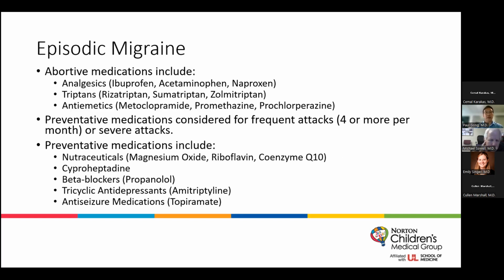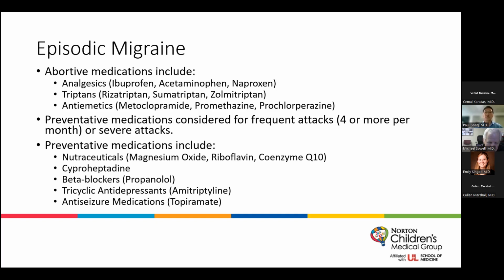In terms of medications, you can use over-the-counter analgesics for abortives, such as ibuprofen. There's triptans that are used specifically for migraine. So rizatriptan is the most common one we use in the pediatric population. And then, of course, you can always use antiemetics for the nausea portion. So something like metoclopramide or promethazine.